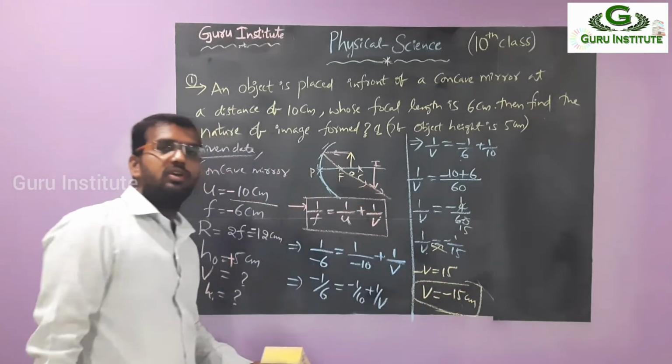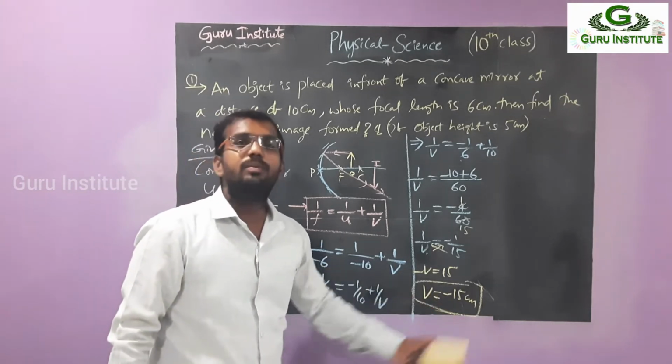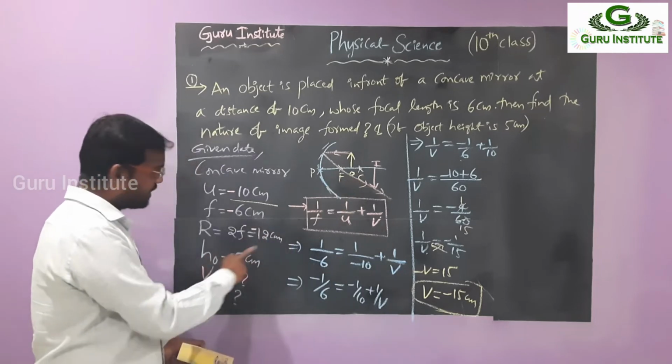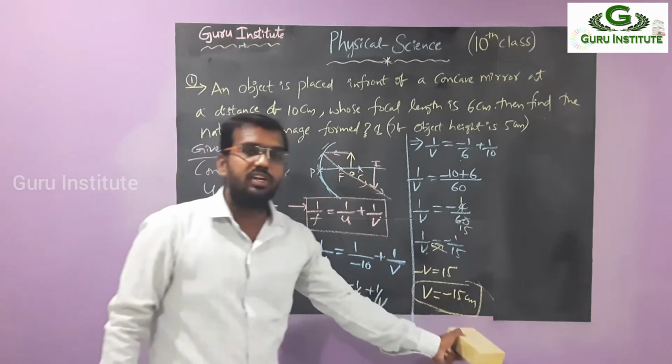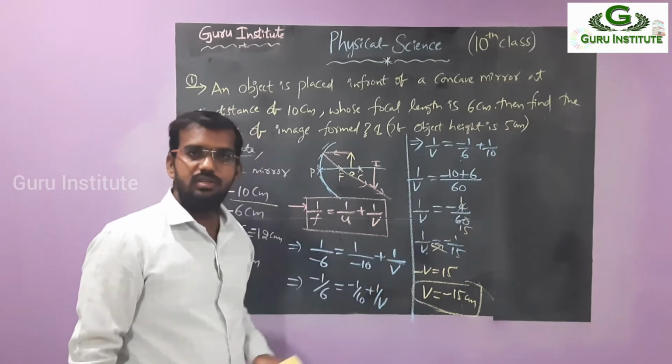If you get the negative only, your answer is correct. Why? Because in the sign convention this is a negative. So we are getting the minus. 15 means what? C is placed at 12 centimeter. We are getting 15. 15 means beyond C only, right? So your answer is correct. If you get below 10, your answer is wrong. That is the checking method.